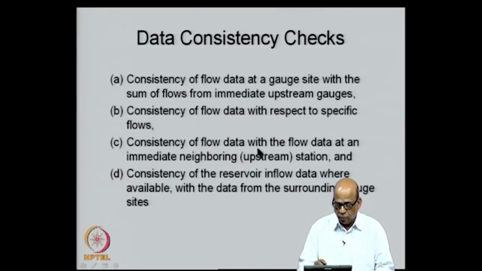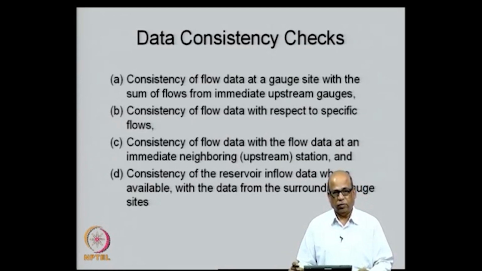Then consistency of flow data with the flow data at an immediate neighboring upstream station. So, one is to look at all the upstream gauge stations and then look at the consistency. Another is you may have a neighboring station in the same hydrologically homogeneous region, then you look at the consistency between these two stations. So, the two station data must be consistent.